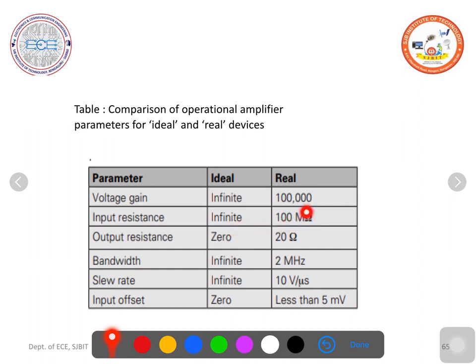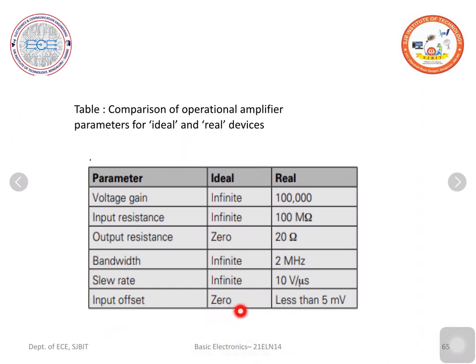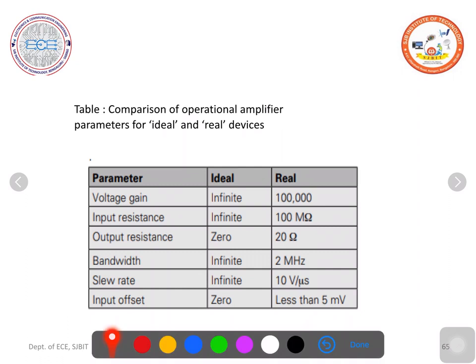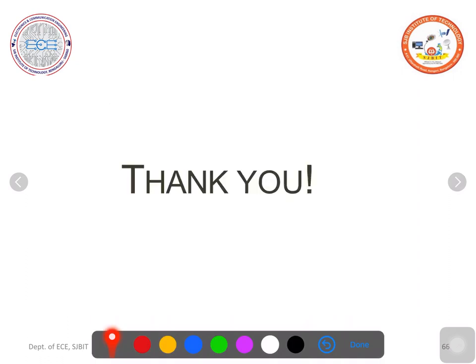This table will give you the comparison between the ideal and real values. Just now we discussed, the voltage gain is ideally infinity, the real value is 1 lakh. Input resistance is infinity, but the real value is 100 mega ohms. Output resistance is ideally 0, actually it is a very small value, ranging from 10 ohms to 100 ohms. Practically you can take it as 20 ohms. Bandwidth is infinite ideally, practically it is around 2 megahertz. Slew rate is ideally infinity, but actually it is 10 volts per microsecond. Input offset voltage is ideally 0, but actually it is less than 5 millivolts.